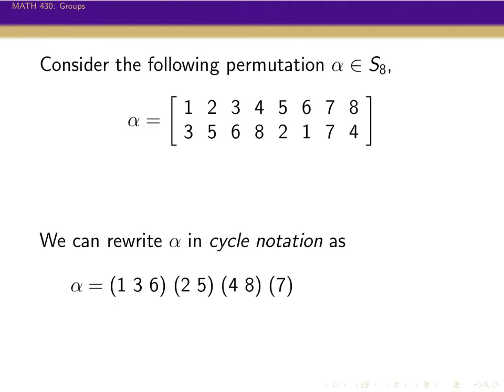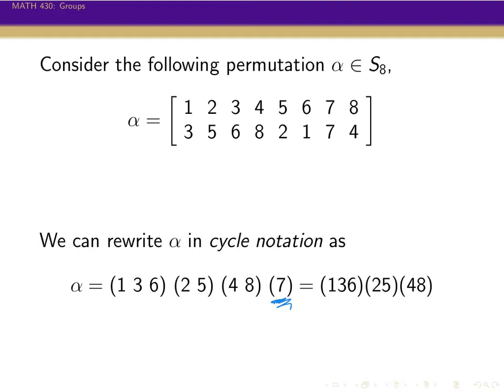The way we would write it is, first we have this cycle: 1 goes to 3, which goes to 6. And then by putting the parentheses there, that means 6 goes back to the first number. 2 gets sent to 5, ending the parentheses there, then says 5 goes back to 2. 4 gets sent to 8, so 8 then gets sent back to 4. And 7 just gets sent to itself. So we sort of shorten this down, and if you notice, we have dropped off the 7 in the list.